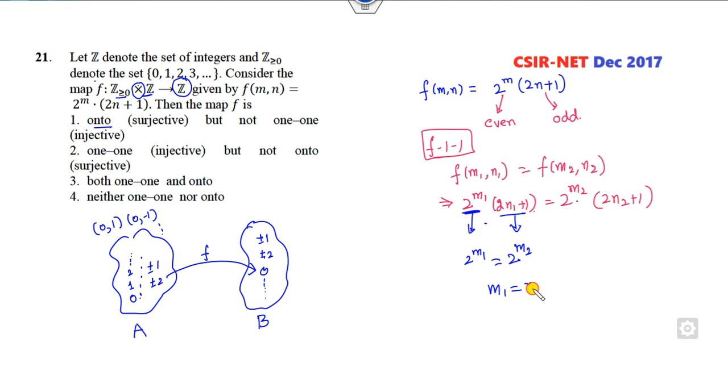What is the meaning of that? m1 is m2, and similarly when you solve, n1 is n2. So it is one-one. Hence the fourth option, which says it is not one-one, is cancelled out.